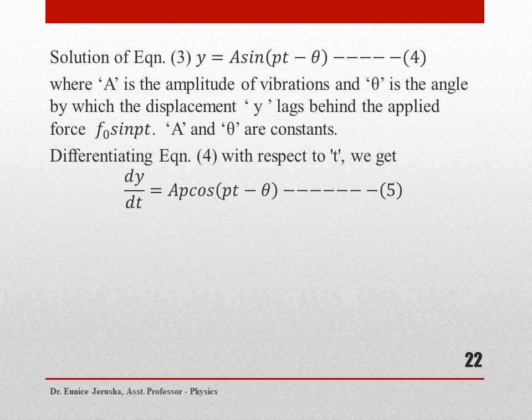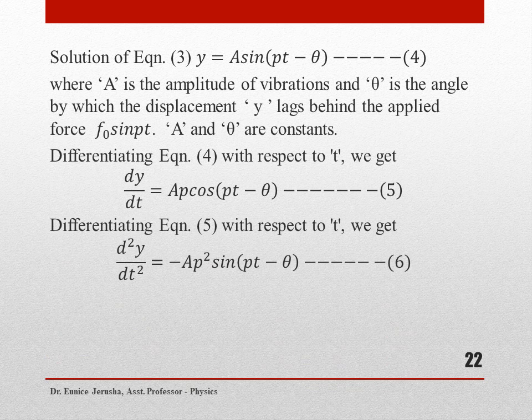We differentiate equation 4, the solution, twice with respect to t. First, on differentiating it once, we have dy by dt equal to ap cos(pt minus theta). This we represent as equation 5. On differentiating it again, we have d square y by dt square equal to minus ap square sin(pt minus theta), which we call equation 6.